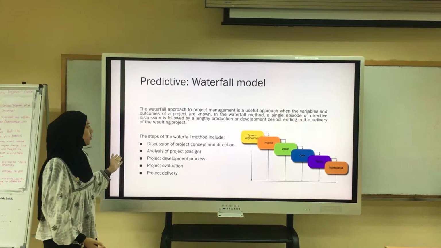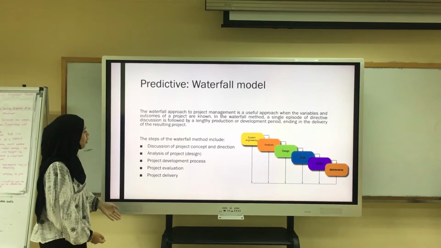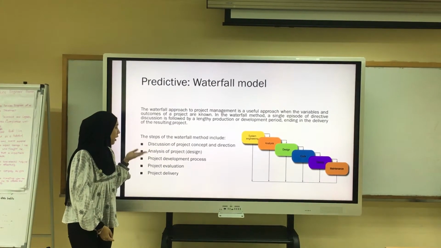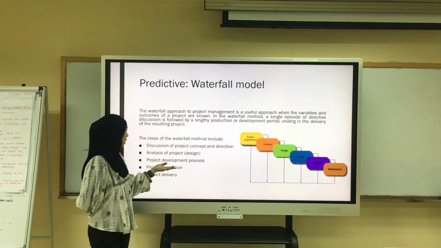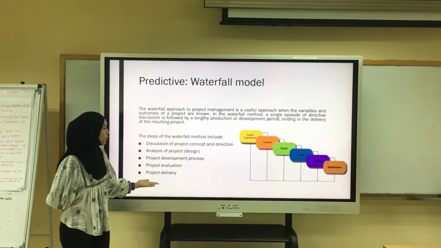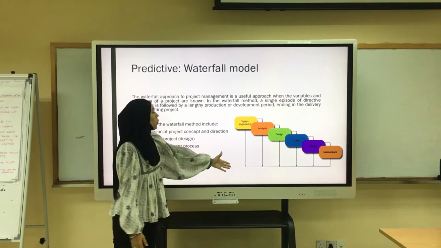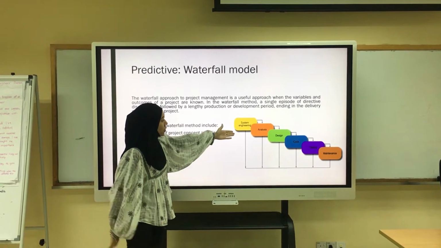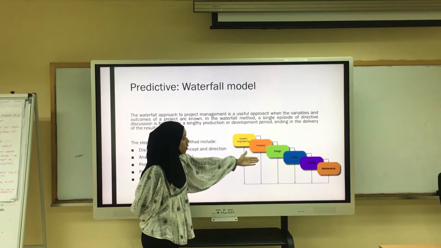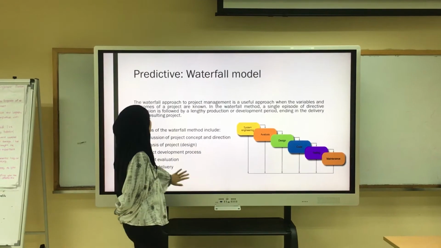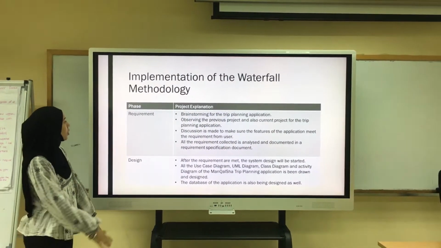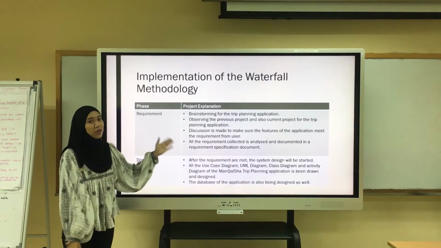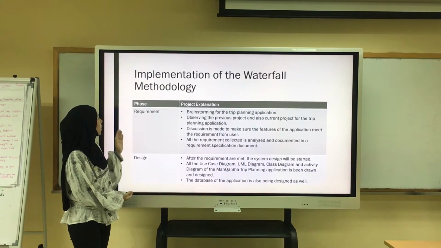The steps of the waterfall method include discussion of project concept and direction, analysis of project or design, project development process, project evaluation, and project delivery. This is how the waterfall model looks: system engineering, analysis, design, code, testing, and maintenance. Moving on to the implementation of the waterfall methodology. We have the phase and project explanation. The first one is requirement.